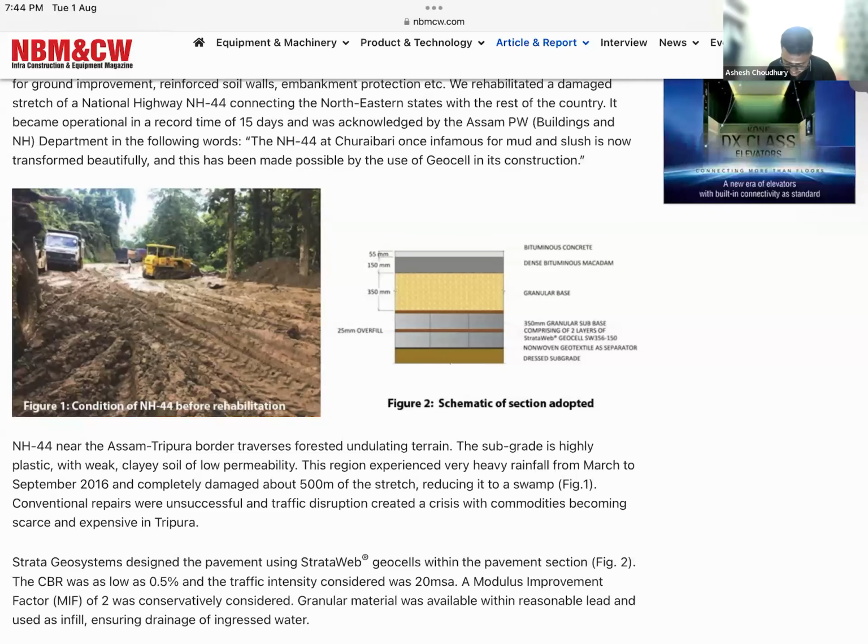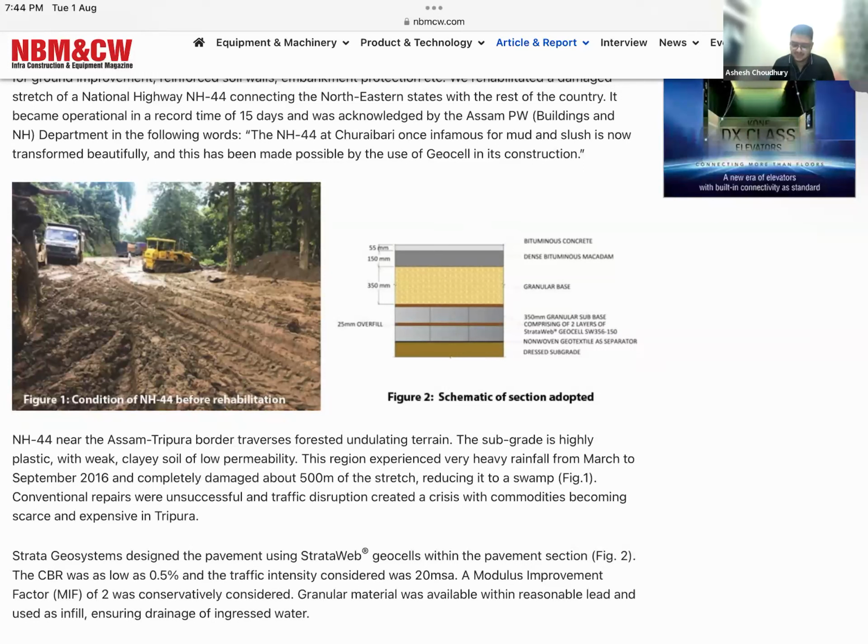We can see that there is a subgrade, then a geotextile was placed as a separator, and above that there were 2 layers of geocells, this Tata Web geocell written here, right? So 2 layers of geocells were placed to strengthen the base of the soil. And above that, a regular bituminous concrete road was constructed. Bituminous road above the granular base was constructed.